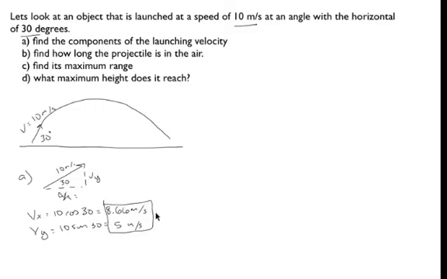And now we're going to use those values to continue along our path to find the other information. Part B is asking, how long is the object in the air? So now let's go over to our chart, and this is going to help us find just about everything else we need. The velocity in the x stays constant at 8.66 meters per second.